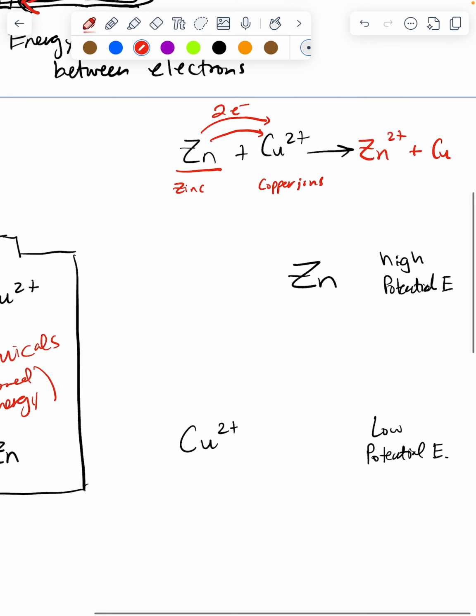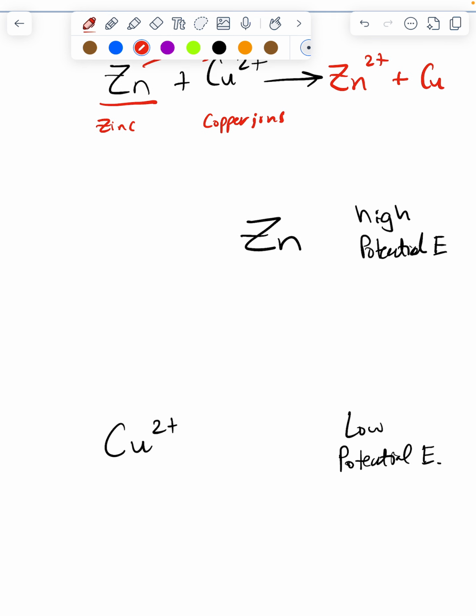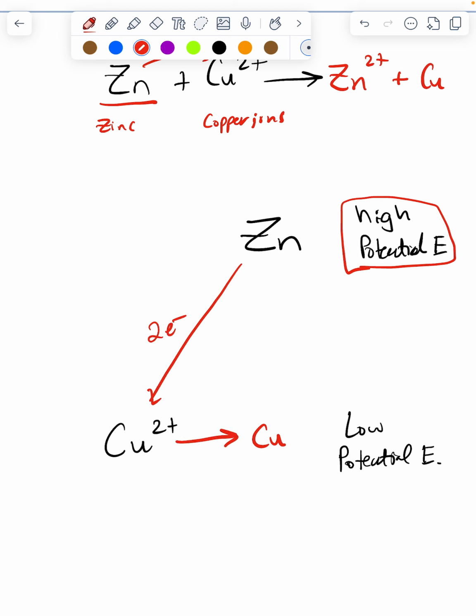And that's because zinc is more reactive than copper. So we say that zinc has high potential energy and copper has low potential energy. And the electrons, just like things tend to fall from higher altitude to lower altitude, electrons tend to fall from higher potential energy to lower potential energy. So the electrons on zinc have sort of a high potential energy. And if given the chance, those electrons will flow to copper 2+ ions. The copper 2+ will turn into copper, and the zinc will turn into zinc 2+.